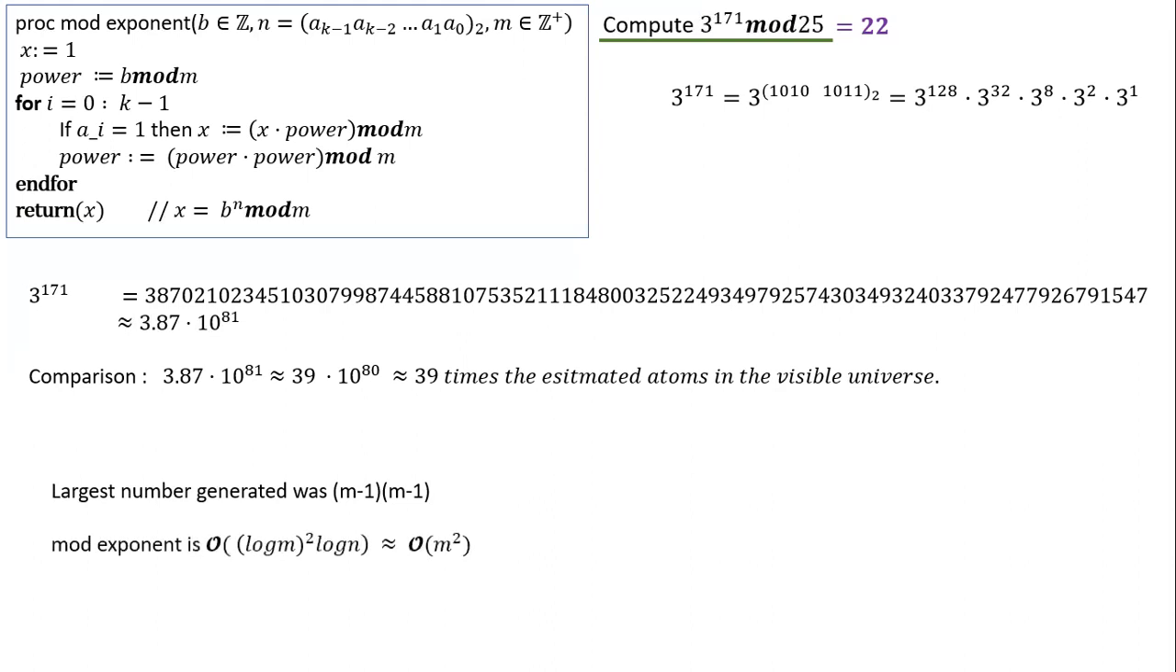Now, we're not going to dive too far into it, but this happens to work on the order of log m squared times log n, which in broad strokes means that this operation is big O of m, not n, m squared.